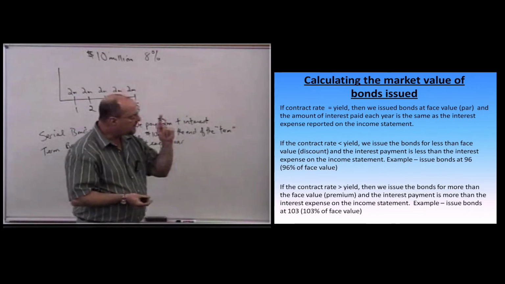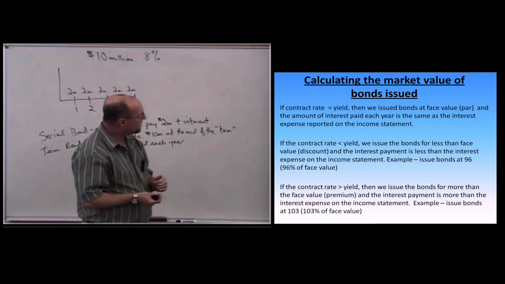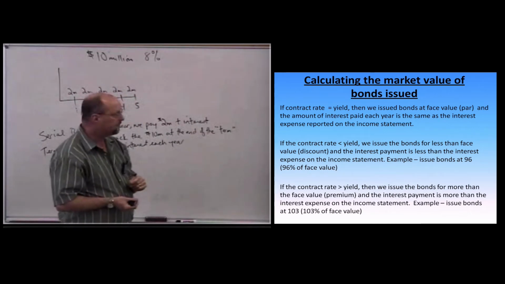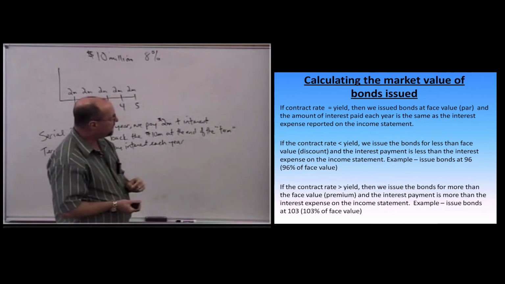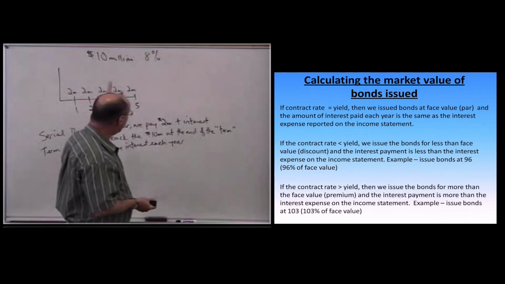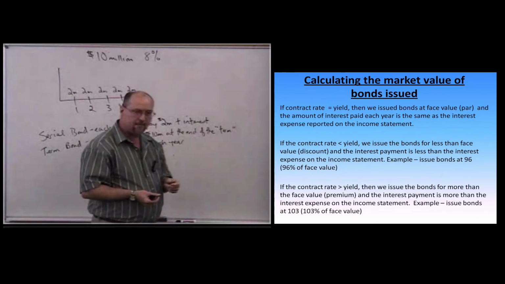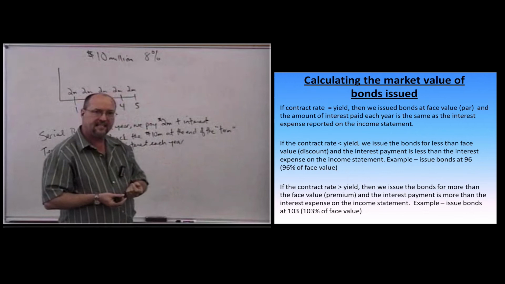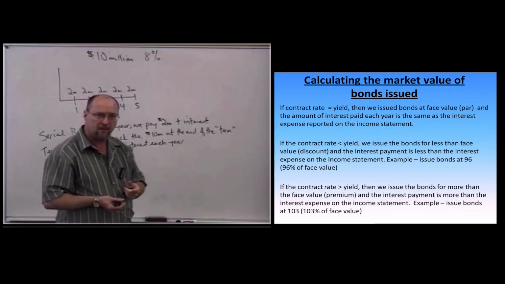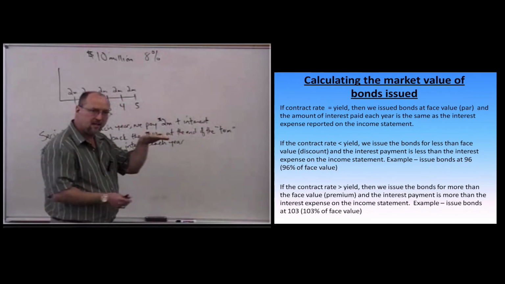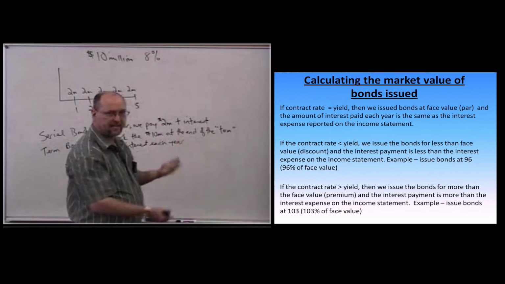If the contract rate and the yield are the same, which again is rare, then we issue the bonds at face value, which means in our example, if the face value is 10 million, we're going to receive 10 million in cash. And the journal entry would be very simple. Debit cash for 10 million, credit bonds payable for 10 million.